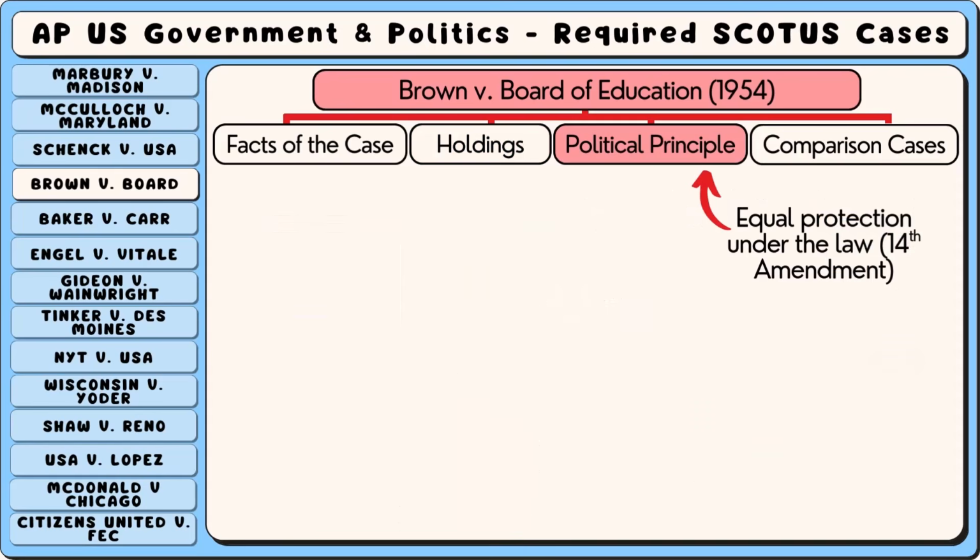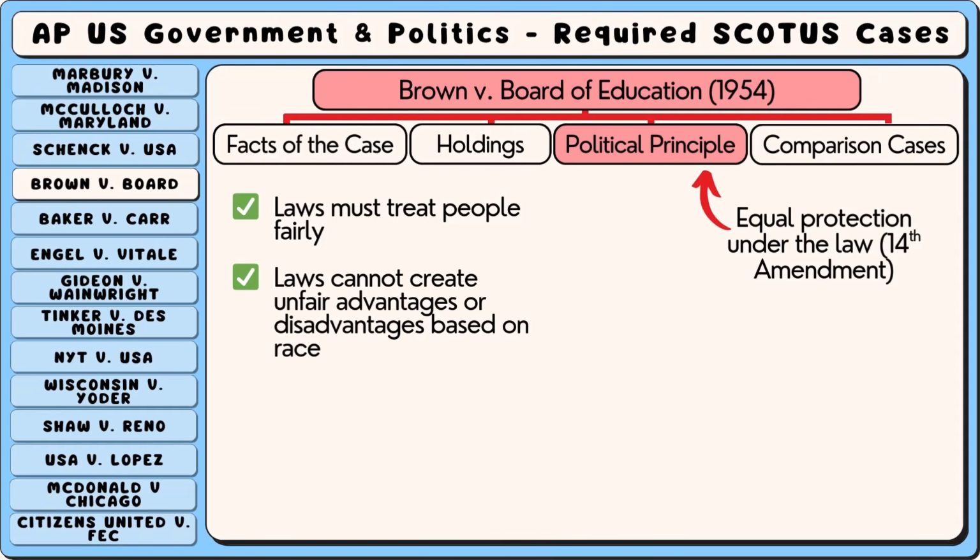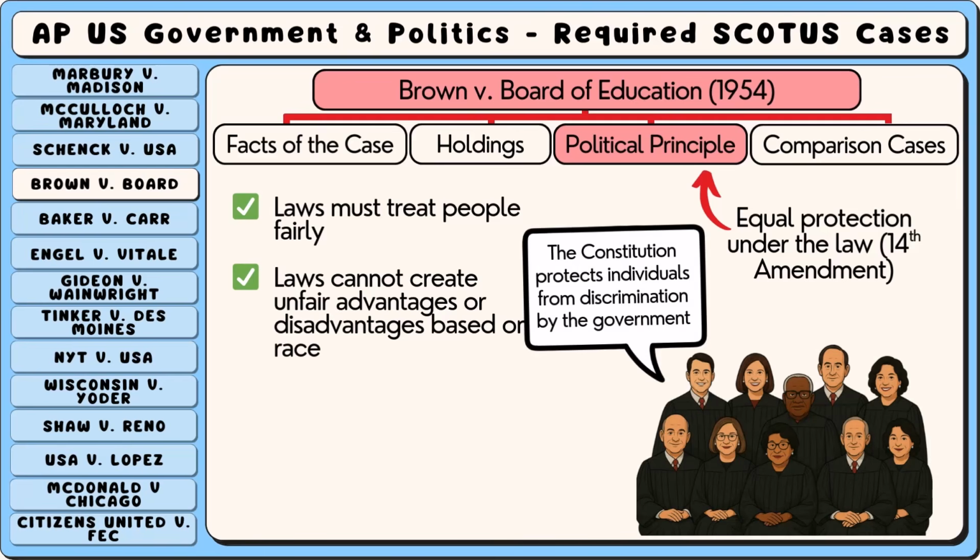The political principle at the heart of Brown versus Board of Education is equal protection, which comes from the 14th Amendment. This principle says that laws must treat people fairly and cannot create unfair advantages or disadvantages based on race. Brown versus Board of Education strengthened the idea that the Constitution protects individuals from discrimination by the government.